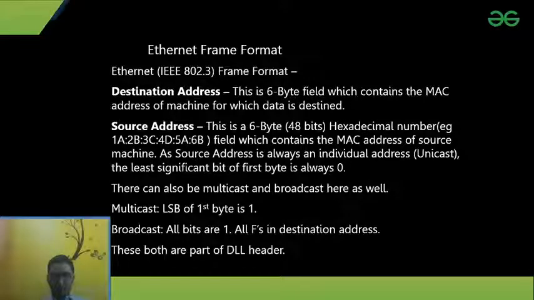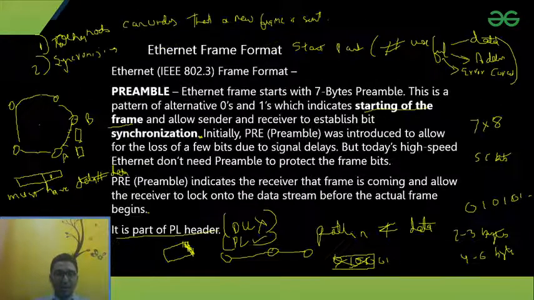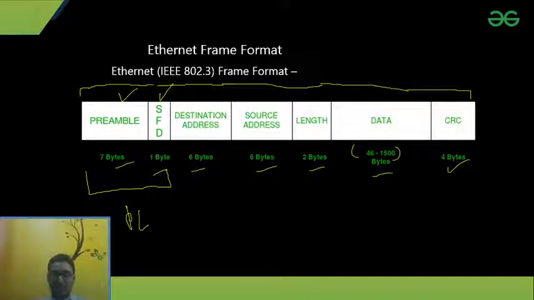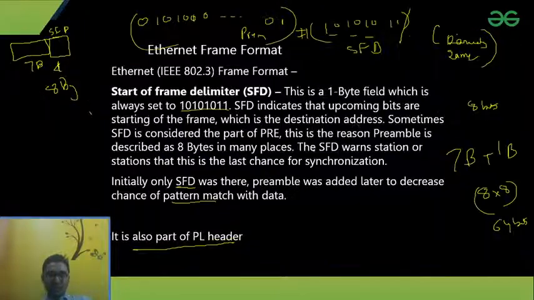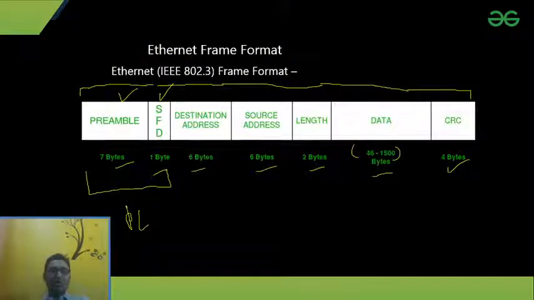Fine. So the next thing that I am talking about is addressing. Sorry, I was wrong in my explanation earlier. After the preamble and SFD come the addresses, and after that the length field. So it was correct in both of those paragraphs that it is followed by the destination and source addresses. So after the preamble and SFD, the destination and source addresses are present.